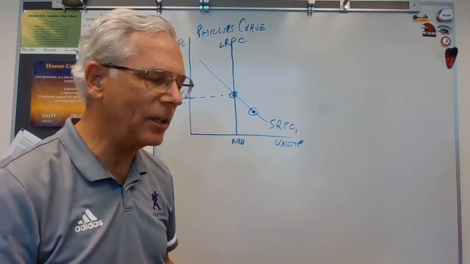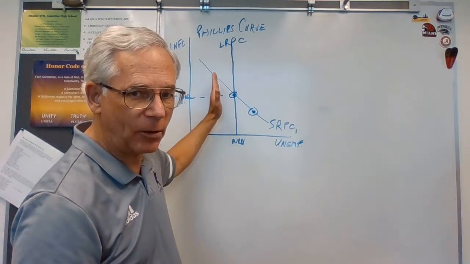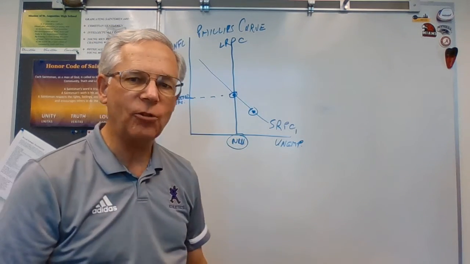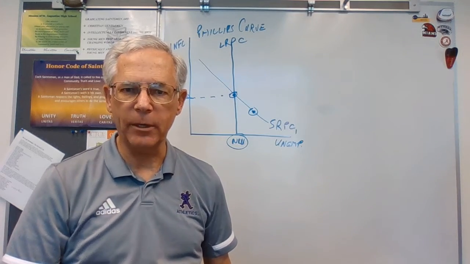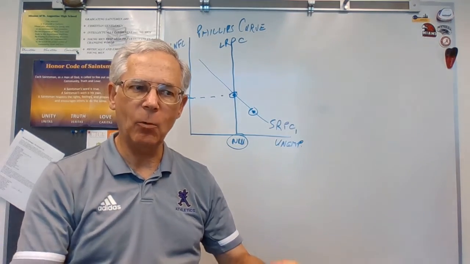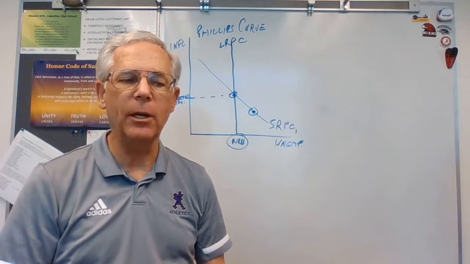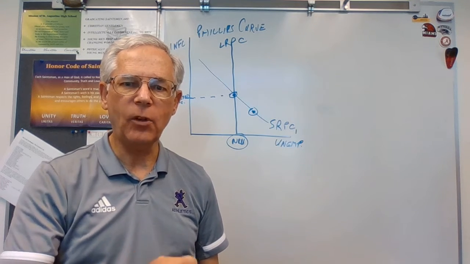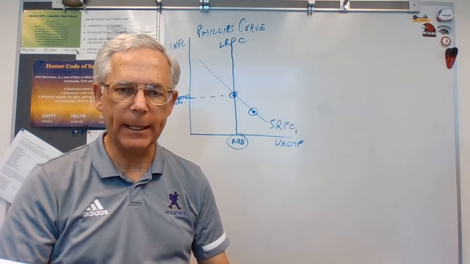One more thing on the Phillips curve. What would cause the long-run Phillips curve to shift to the right or to the left? It would be a change in the natural rate of unemployment. What determines the natural rate of unemployment? Remember that we're at the natural rate of unemployment, in other words, at full employment, whenever we have only frictional and some structural unemployment. There's no cyclical unemployment.